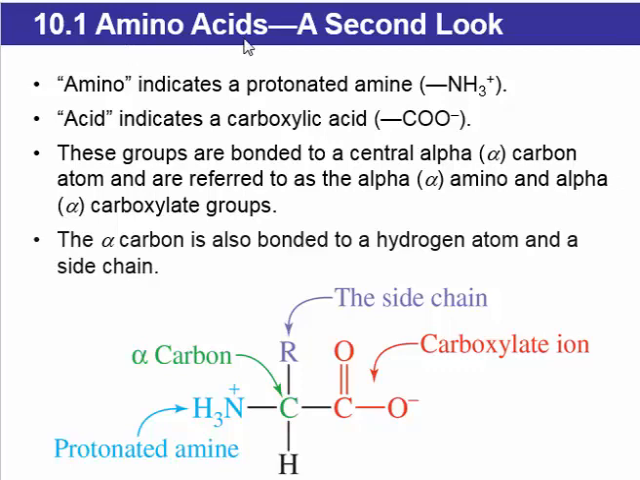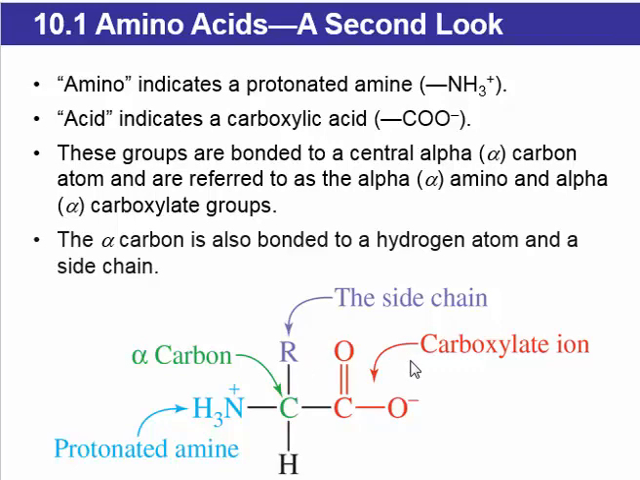Let's take a look at amino acids in more detail. Amino acids have this general structure where there is an amine group as well as a carboxylic acid group, both bonded to a carbon that's known as an alpha carbon. That alpha carbon is also bonded to a hydrogen as well as a side chain.